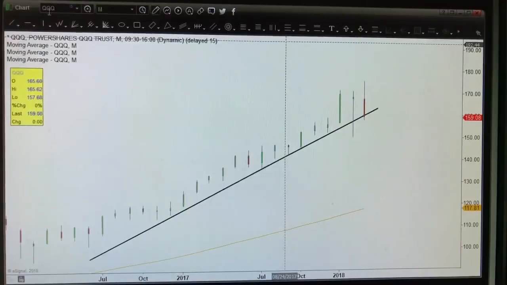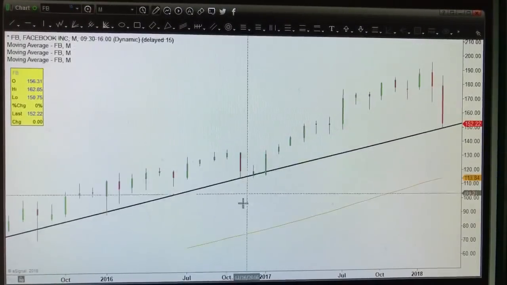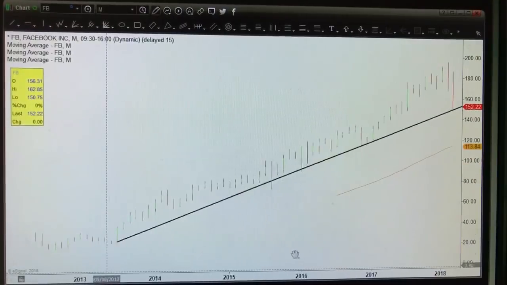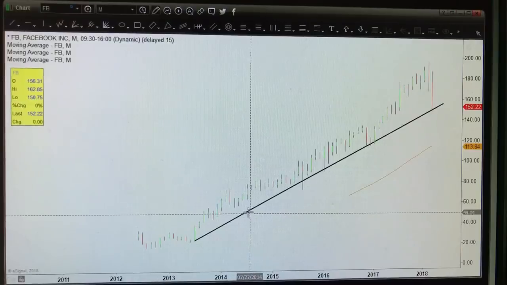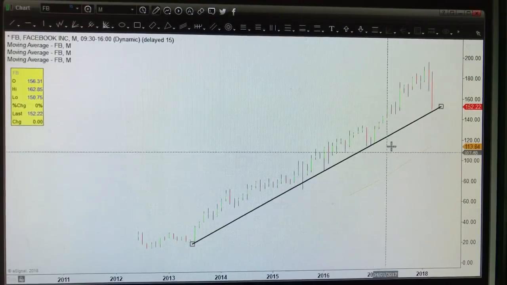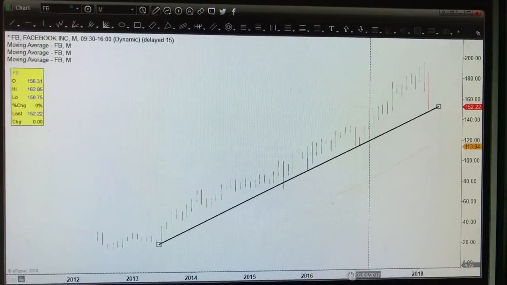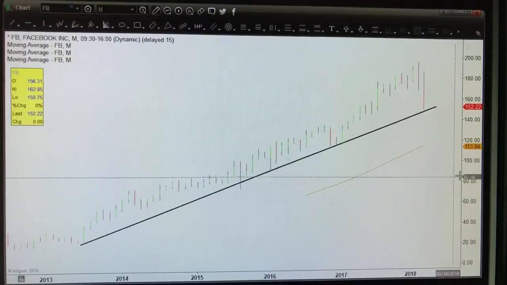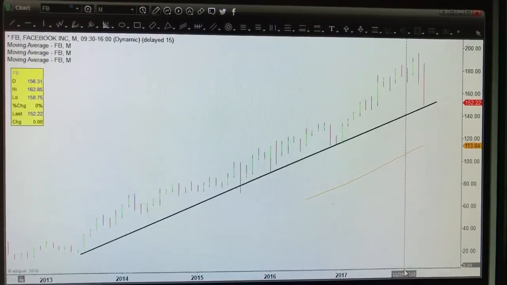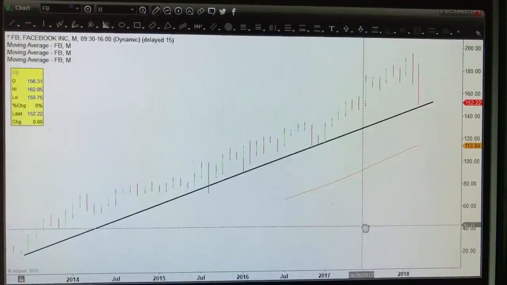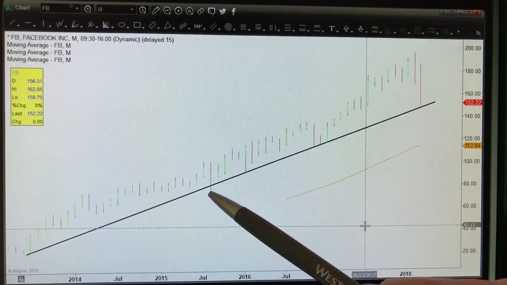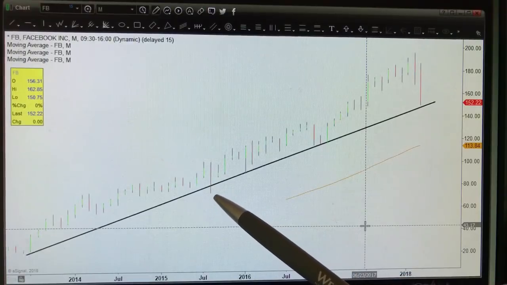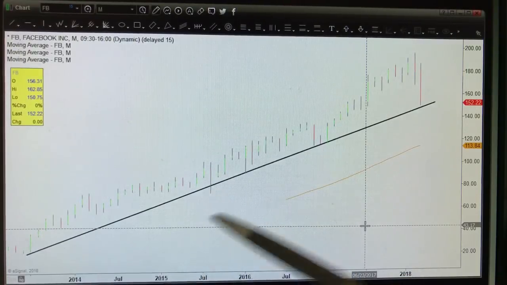You move on to something like Facebook, which we've talked about in this video for some time. You look at this on a monthly chart, and again, you just try to take as many dots as possible and connect them, and you can see on a monthly closing basis, the shares of Facebook have not closed below this line. They had an intraday move below it, intra-month, excuse me, but it's held all along.